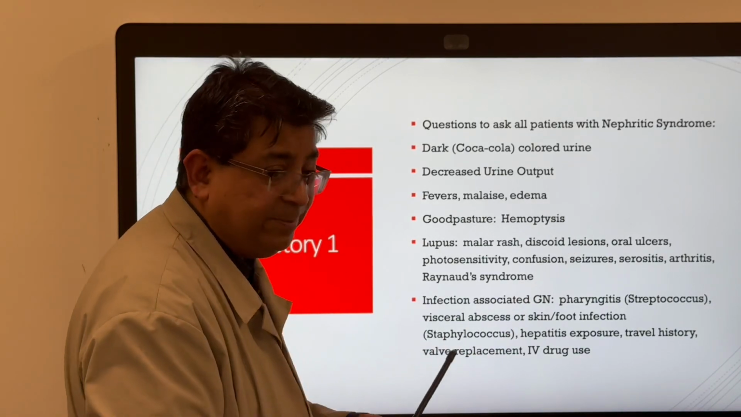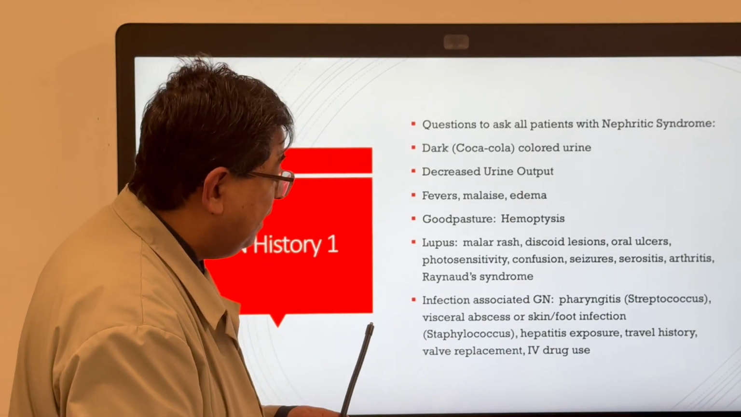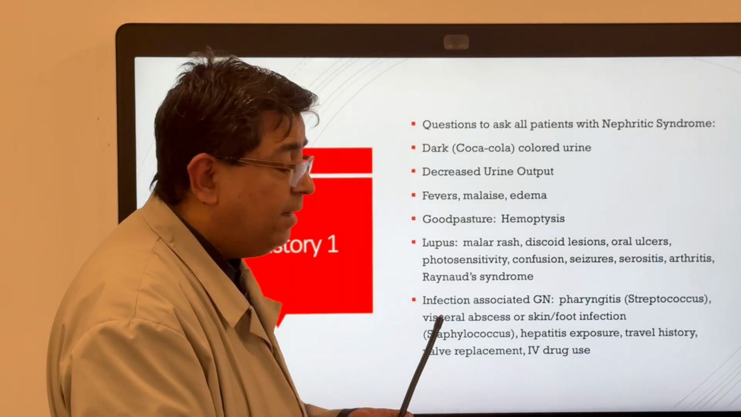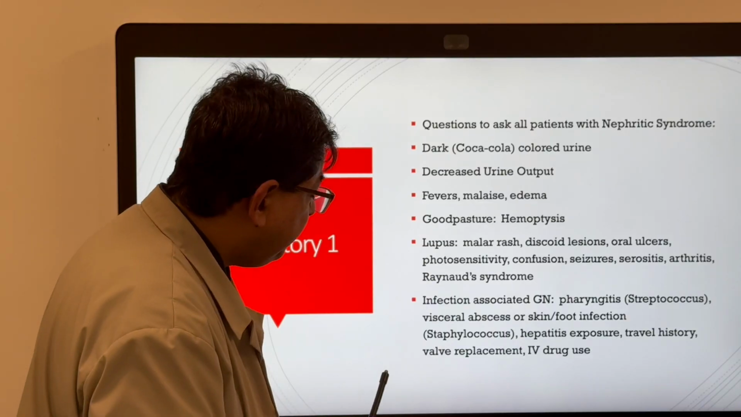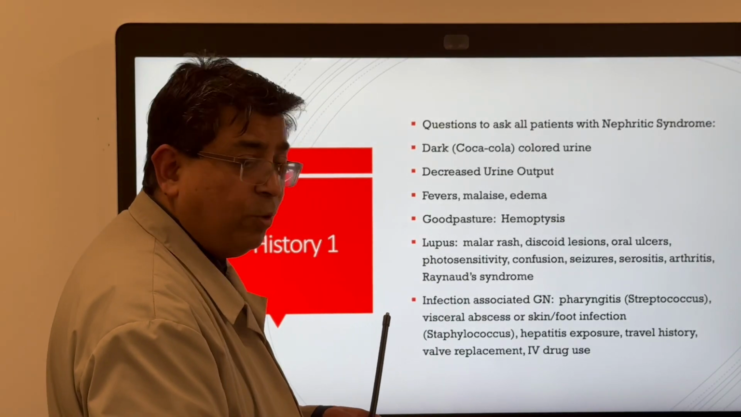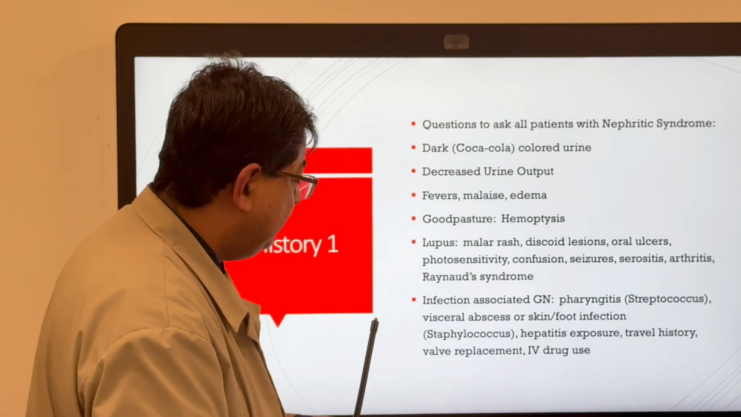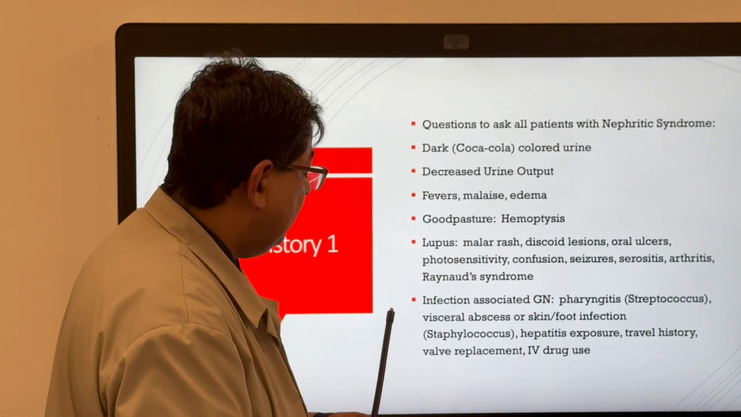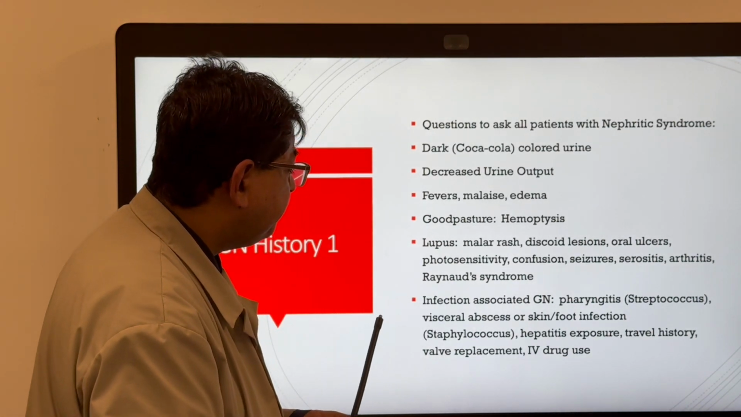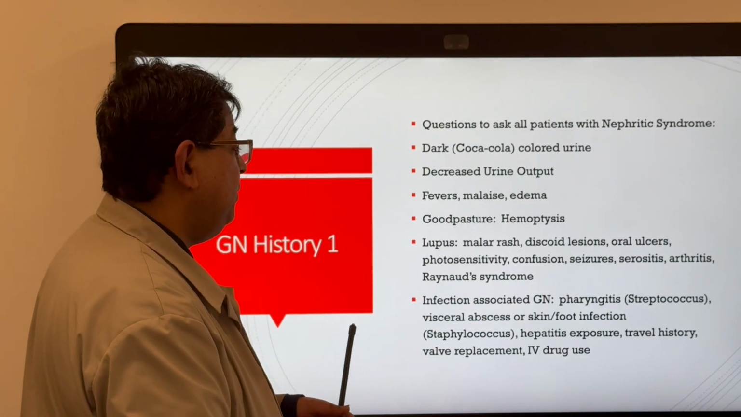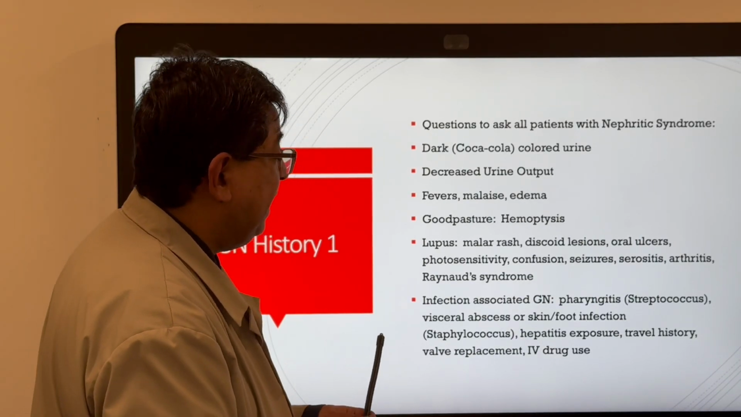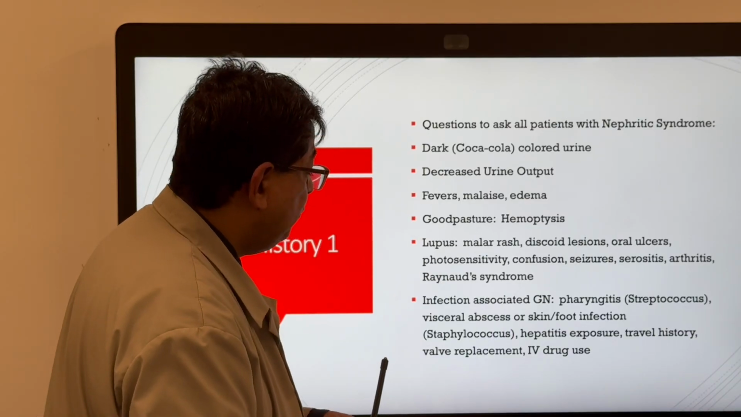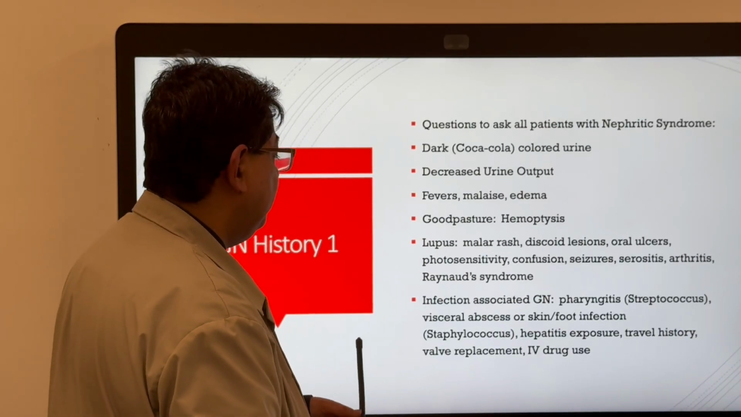Arthritis, of course, specifically hand arthritis and other joints as well. And Raynaud's syndrome, which would be abnormal blanching or color changes of the digits. Of course, you should always rule out infection-associated glomerulonephritis. Have they had pharyngitis? Do they have other infections?